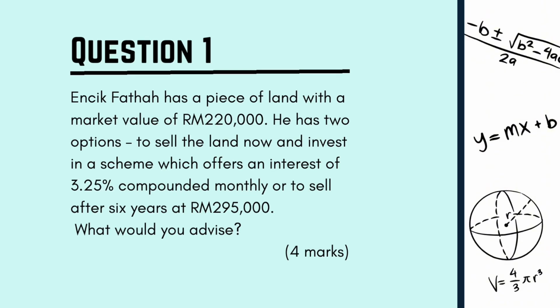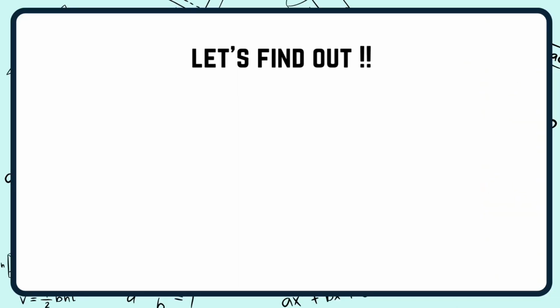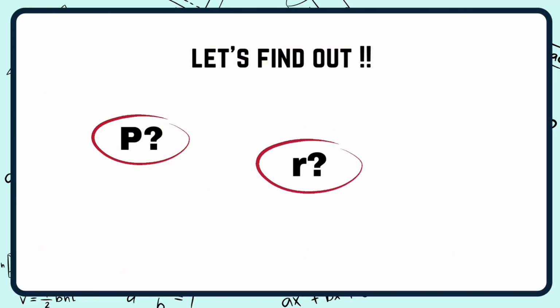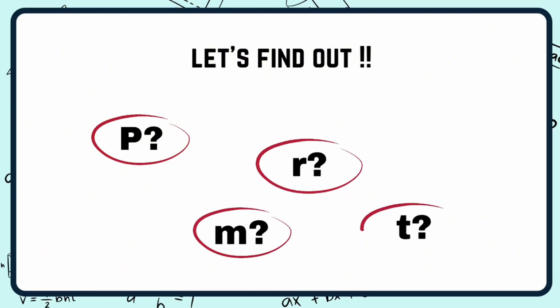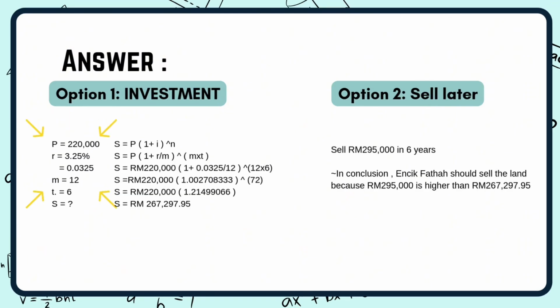What will you advise? Okay, first, let's find out the principal P, the rate of interest R, how many times it compounds in a year M, and the term in years T. Okay, if you can see, the P is 220,000 ringgit. Then the R is 3.25%, M is compounded monthly, which is 12, and T is 6 years.